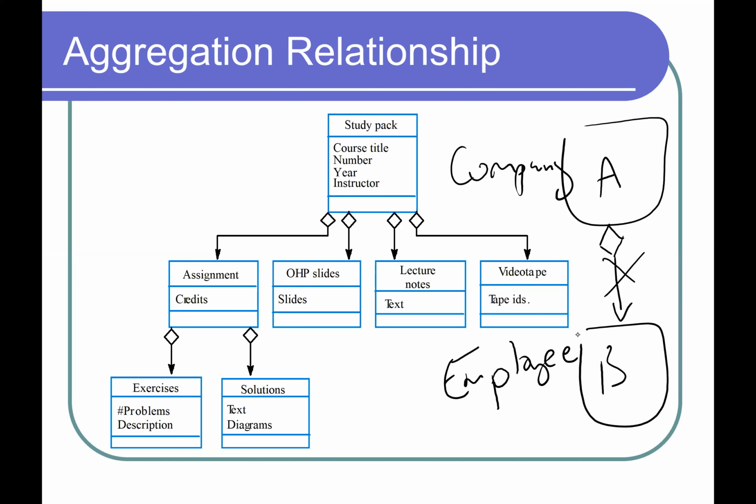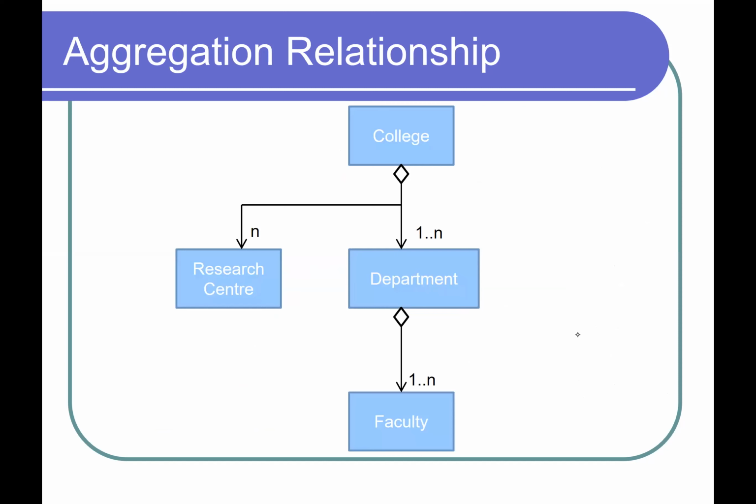So a college has departments. A department has maybe one or more research centers. If the college closes, we can take the department and make it part of a different college. Same thing we can do with the research center. Same thing we can do with the faculty who are part of that department.